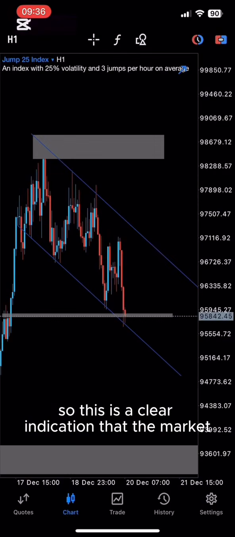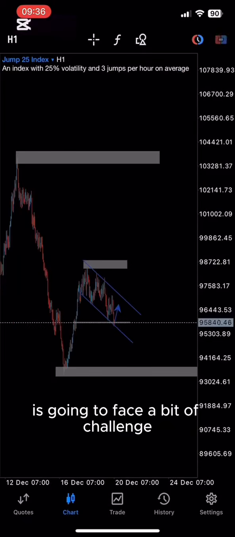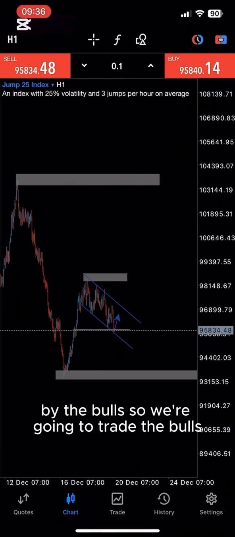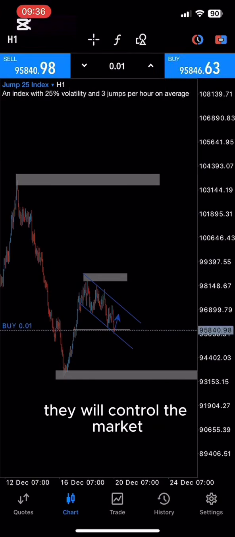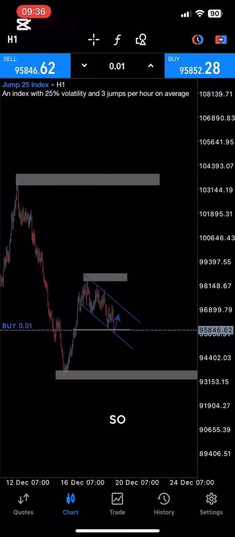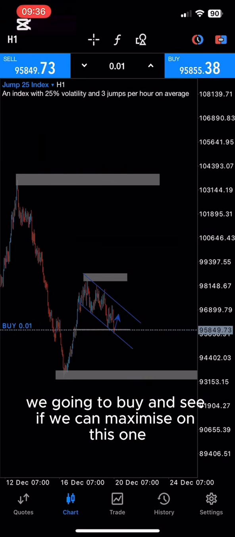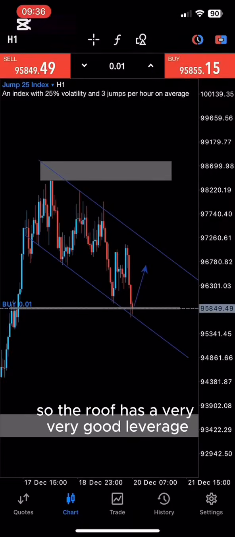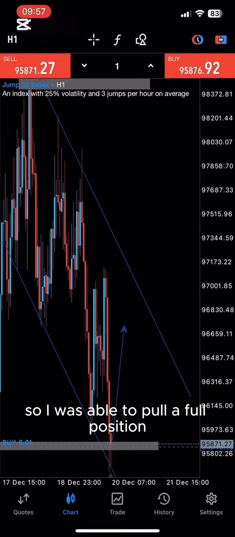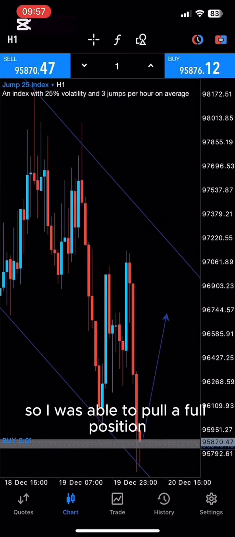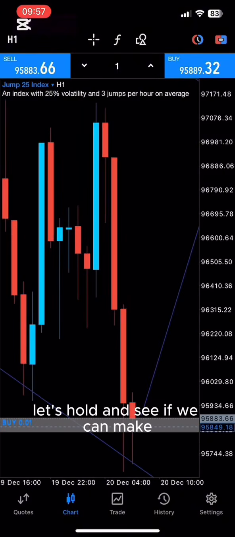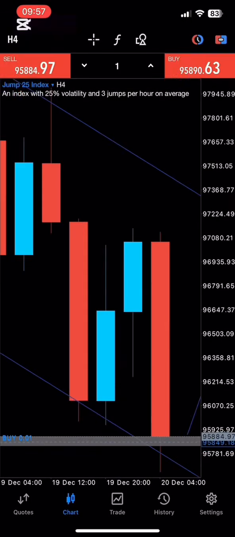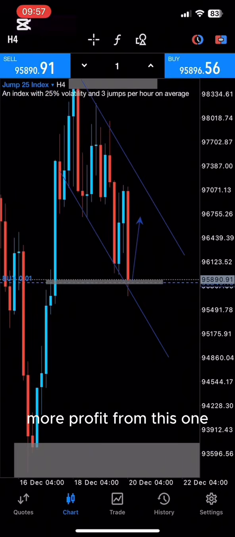So this is a clear indication that the market is going to face a bit of challenge by the bulls. So we are going to trade the bulls because even if they are going to be overpowered, they will control the market for some time before they are overpowered. So we're going to buy and see if we can maximize on this one. So derivative has a fade, so I was able to pull a 4 position trade where I have maximized. So let's hold and see if we can make more profit from this one.